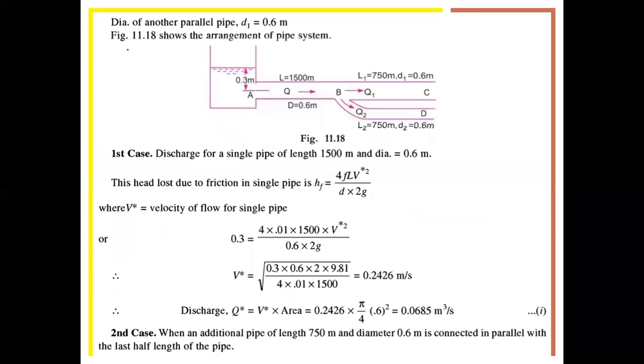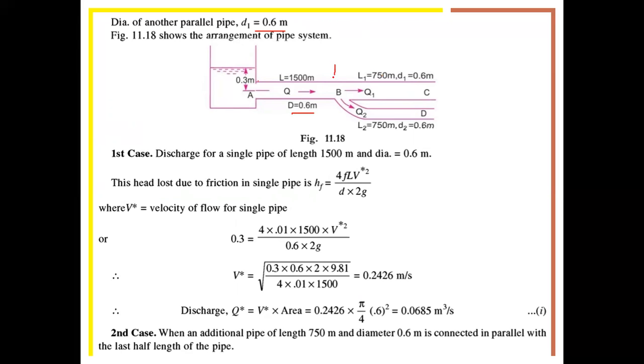Now what is the diameter of the parallel pipes? Diameter is the same pipe. Therefore just draw the figure. So the first diameter length is same. The diameter of the pipe is 0.6 meter. Okay, the first length, the length of the pipe is 1500 meter.